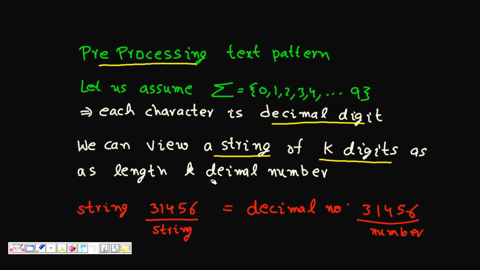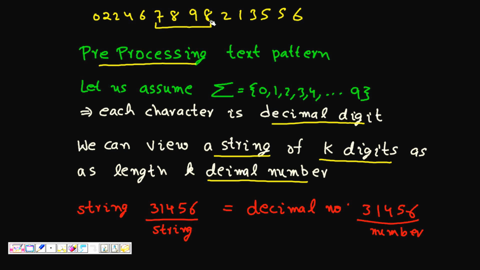For example, if we have a text which is 0, 2, 2, 4, 6, 7, 8, 9, 8, 2, 1, 3, 5, 5, 6, in this text there is a substring which is 7, 8, 9, 8. In fact, this is also a number. So we can take it as a string, we can take it as a number. The number value is 7898, and it is a string 7898 of length 4. So we have a dual meaning of the string as a sequence of characters and as a number.